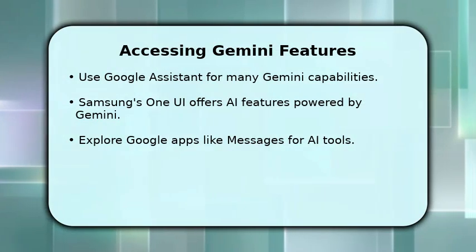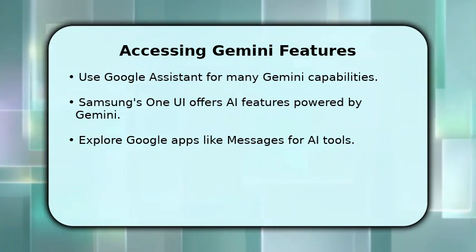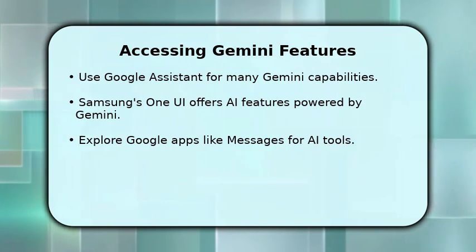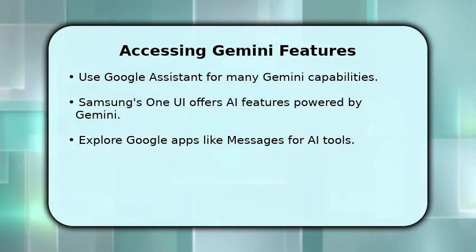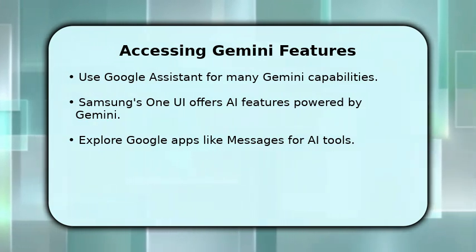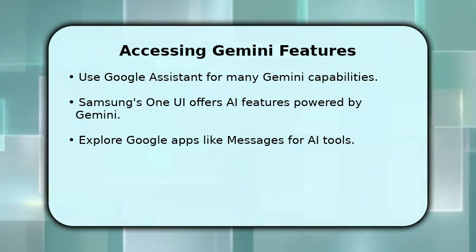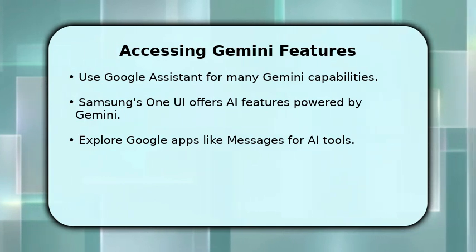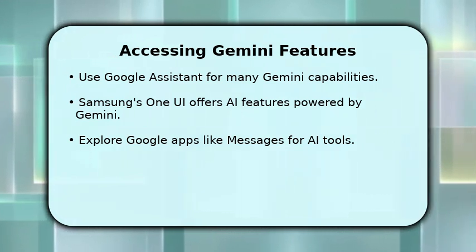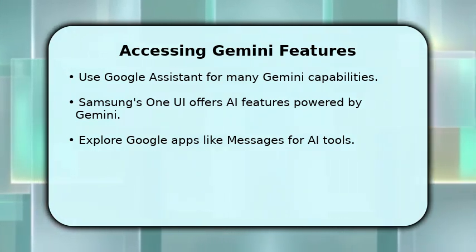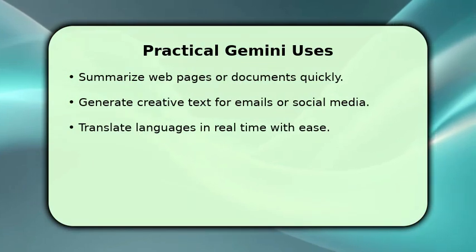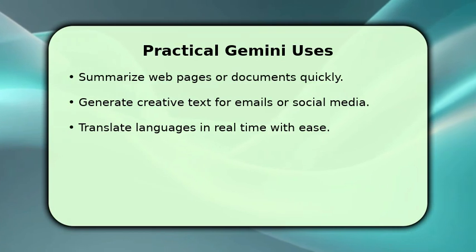You can access many Gemini features through your familiar Google Assistant. Simply activate the assistant and ask your questions or give commands. Additionally, Samsung's One UI incorporates AI tools, often powered by Gemini, directly into system functions. Look for these smart features within your phone settings and various Google applications, such as Messages, for enhanced communication and productivity.